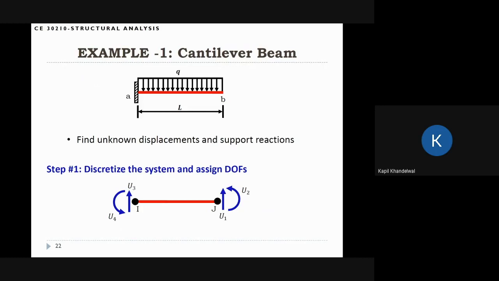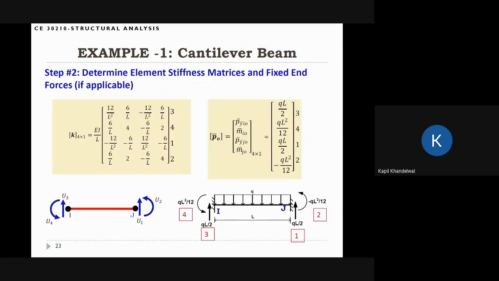And with this, the second step is we build the element stiffness matrix. So in this case, we are going to determine what is the element stiffness matrix. So this is the element stiffness matrix. Actually, this is the same matrix that we derived earlier, but we have to put the right degrees of freedom here.